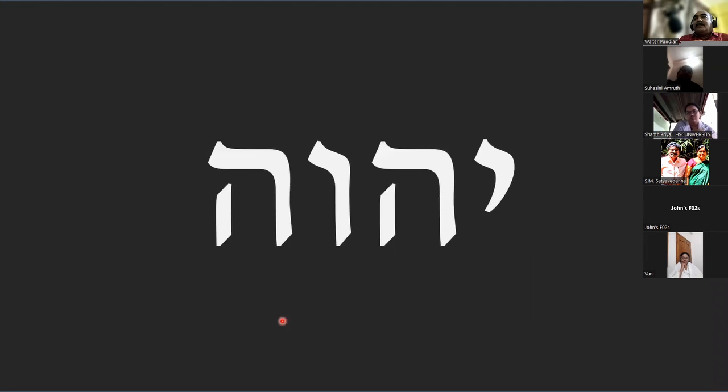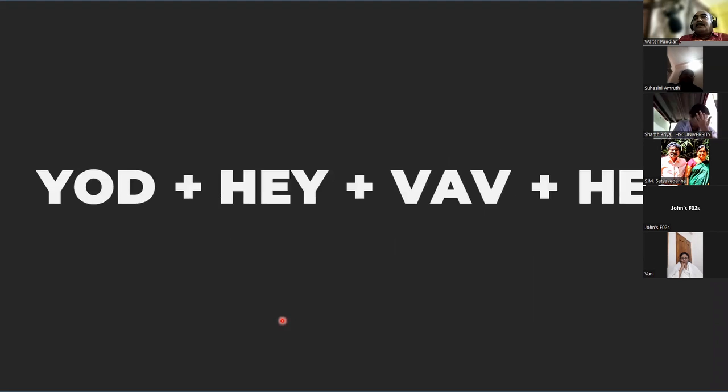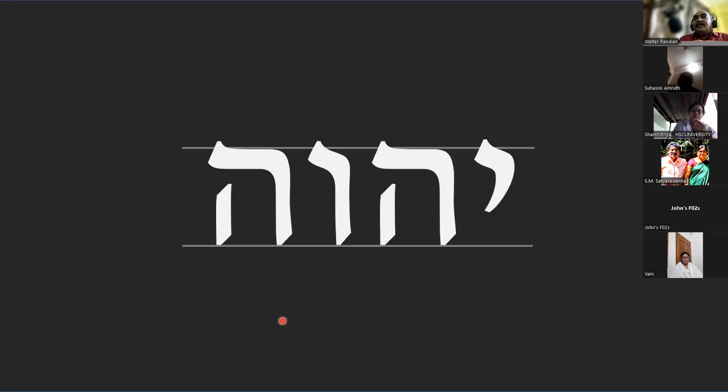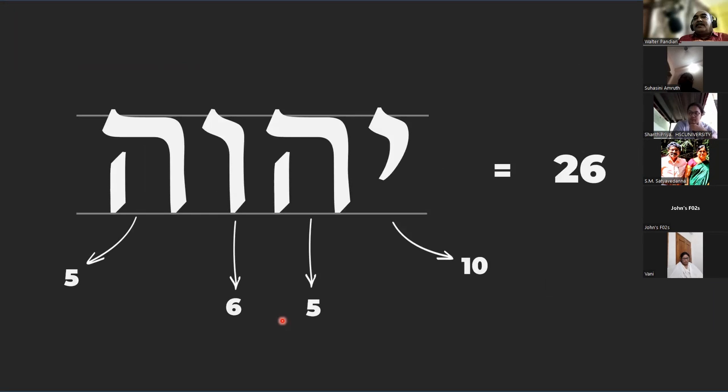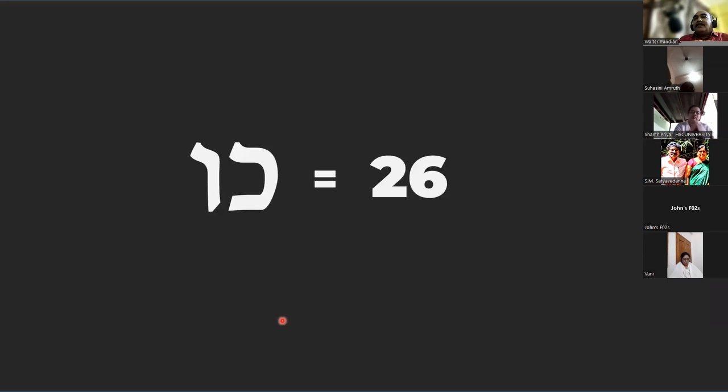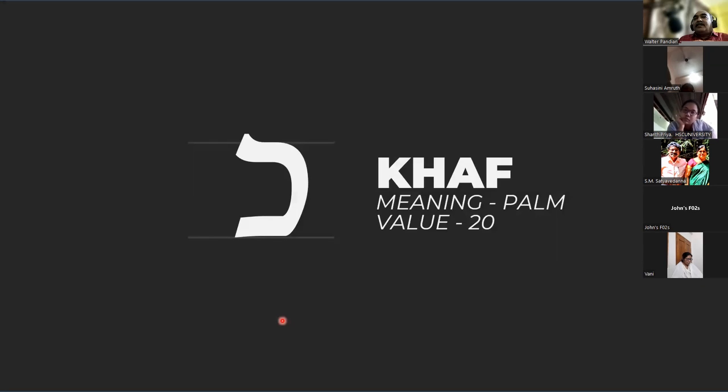And then we saw how to write it: Yod, He, Vav, He. Then we substituted the values in the name of the Lord, and the value of Yod, He, Vav, He is 26. Then we saw how to write 26 in Hebrew. There are 2 alphabets, Kaf and then Vav. Together it makes 26. And what is the meaning of Kaf? Kaf means palm. The value of Kaf is 20.